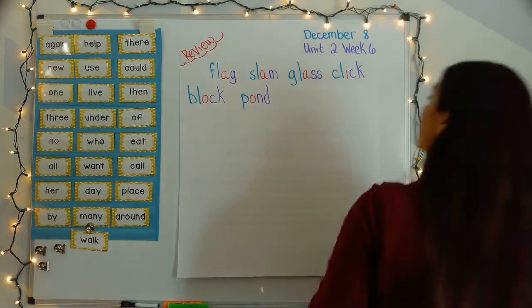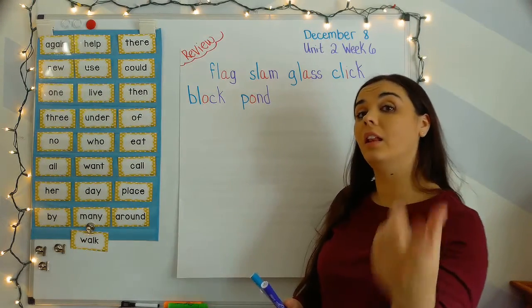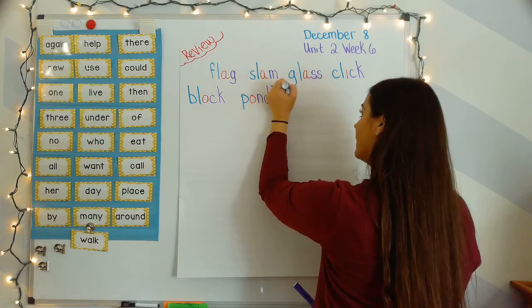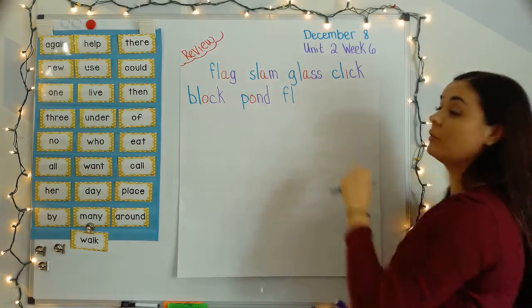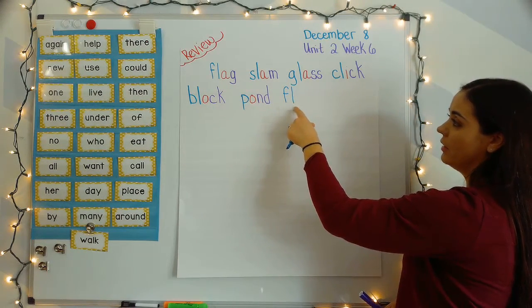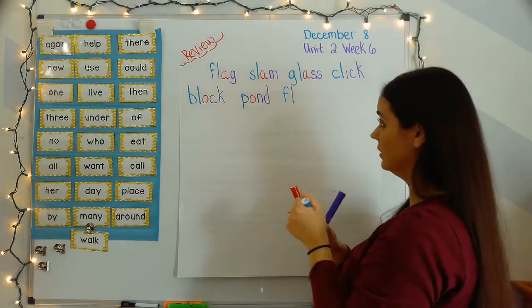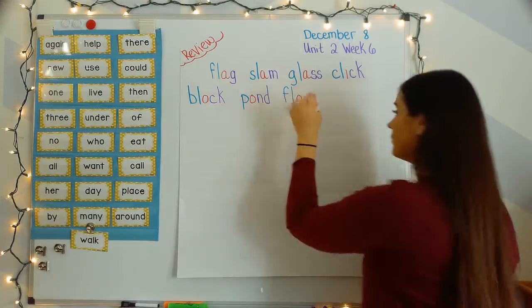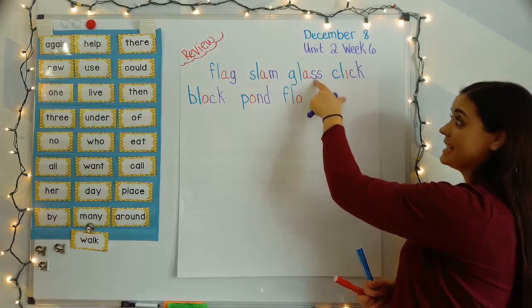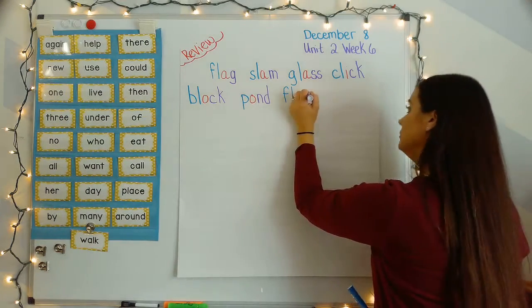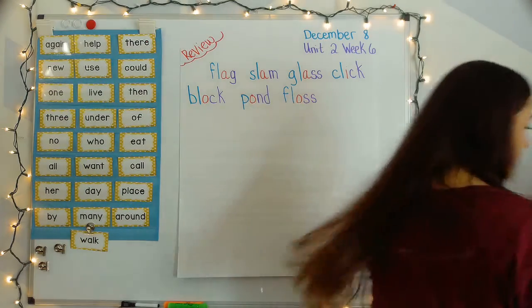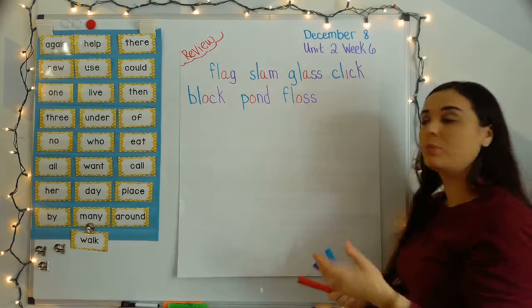Next word. Floss. Your turn. Floss. FL, like the word flag. F says f, L says l. We put those two sounds together, fl. O says o, fl-o. And just like in the word glass, we double up on that s at the end of the word floss. Fl-o-ss, floss.